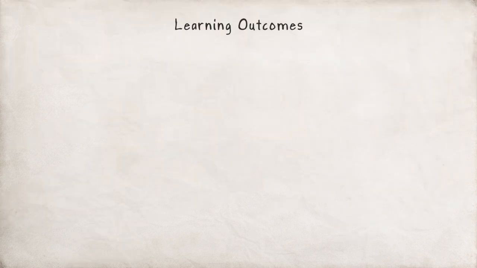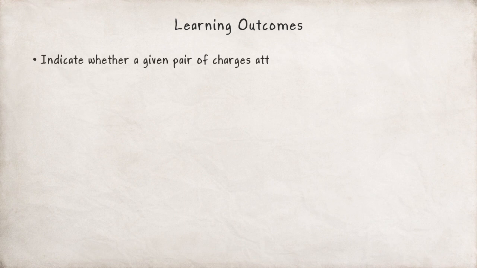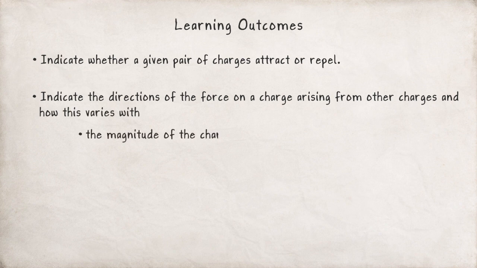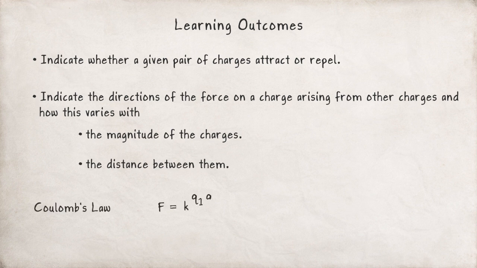Let's review what we've learned. We set out to indicate whether a given pair of charges attract or repel, and indicate the directions of the force on a charge arising from other charges, and how this varies with the magnitude of the charges and the distance between them. We learned these through understanding Coulomb's law, which says that the force between charges is proportional to the excess charge on each object and inversely proportional to the square of the distance between them.